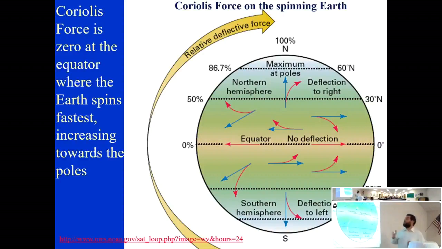Now imagine this. Let's say you're right here, and you're a mass of air, and you want to move north. All you want to do is go north, so you start moving to the north. But you start off moving very fast to the left. As you move north, the Earth is not spinning so fast underneath you, so you retain that rotational momentum from where you started off. So what's going to happen is you're going to veer to the right.